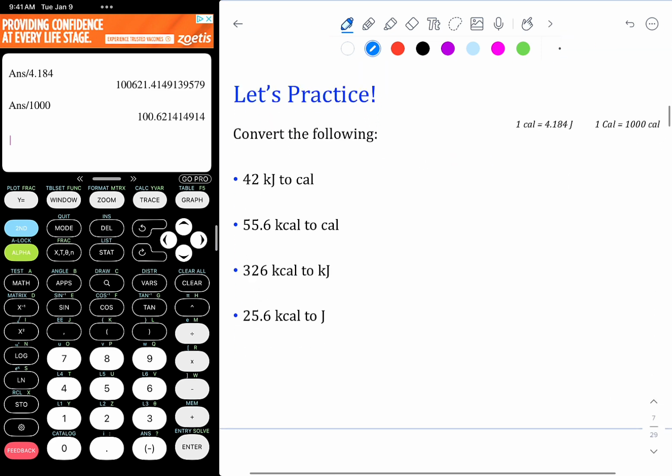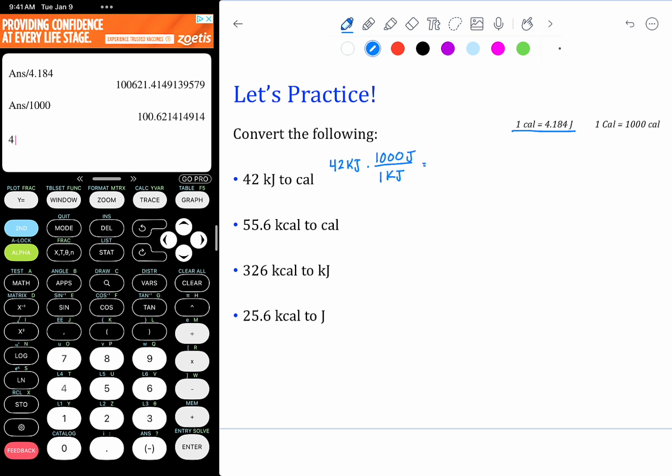So let's do a few more. We want to convert the following. We have 4 problems here that we're going to convert between joules and calories, or calories to joules. So our first one asks us to go from 42 kilojoules to calories, which is very similar to our previous problem. So our first step of our previous problem was to convert from kilojoules to joules, because the only way we can use the calories to joules conversion factor here is if we have our energy unit in joules already. So our first step is to take 42 kilojoules and multiply it by 1,000 joules.